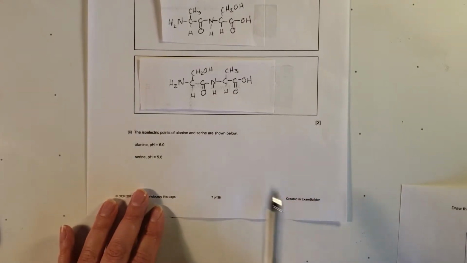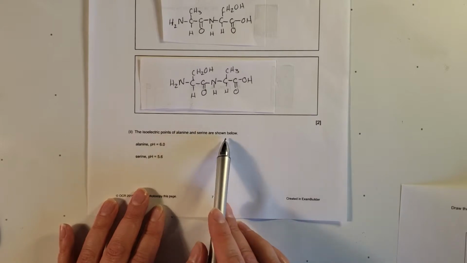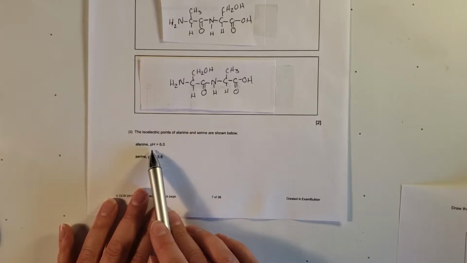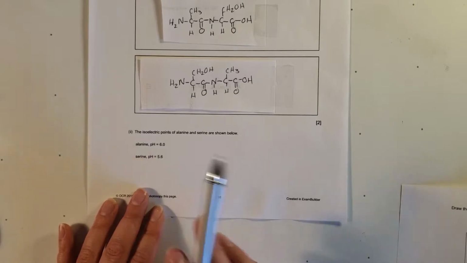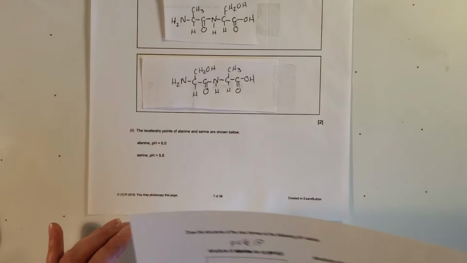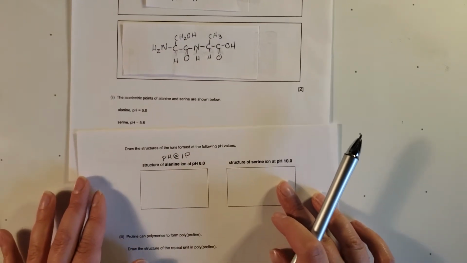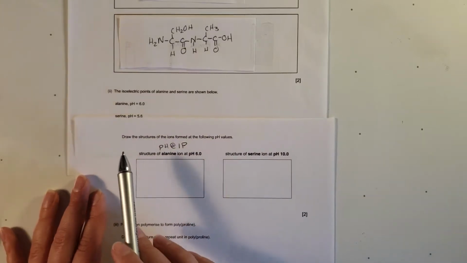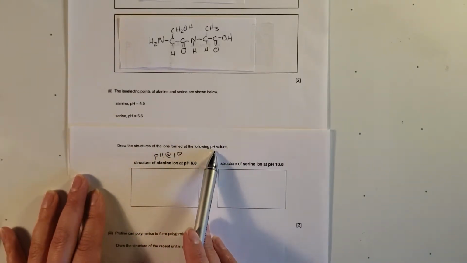The next part of the question says the isoelectric points of alanine and serine are shown below. So alanine, the isoelectric point is a pH of 6, and serine a pH of 5.6. Okay, so I started writing some notes on this already, but I'll talk through it anyways. All right, so the question: draw the structure of the ions formed at the following pHs.